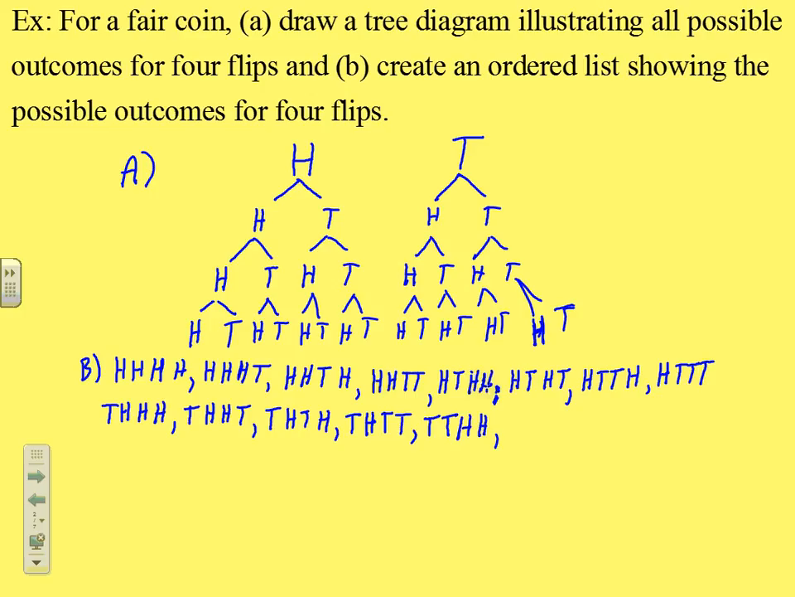I could get 2 tails in a row followed by a head with 1 more tail after that. I could get 3 tails in a row followed by an individual head, and finally going down everything branching to the right, I could get 4 tails in a row. So these are all of the possible outcomes that you could get simply by flipping a coin 4 times in a row.